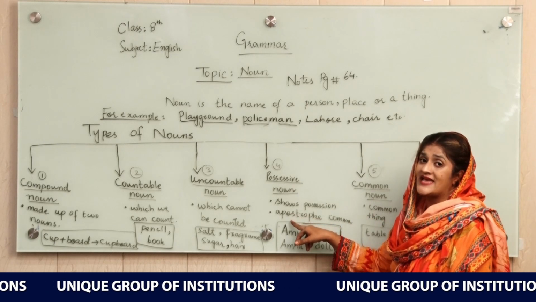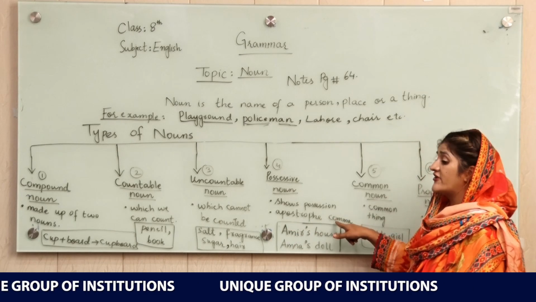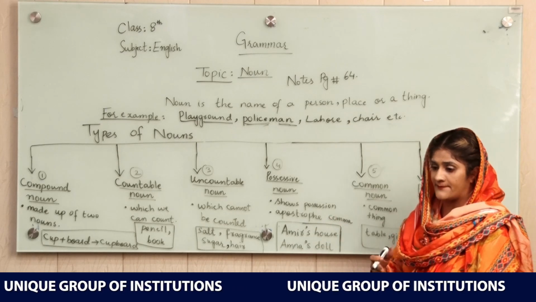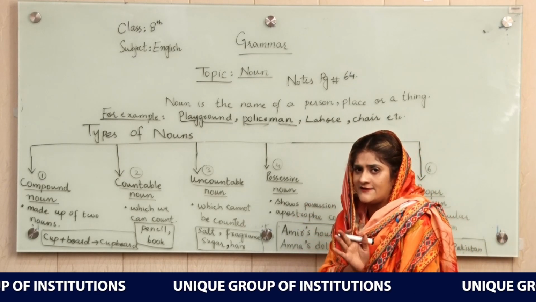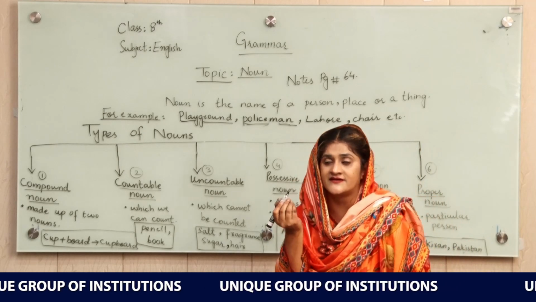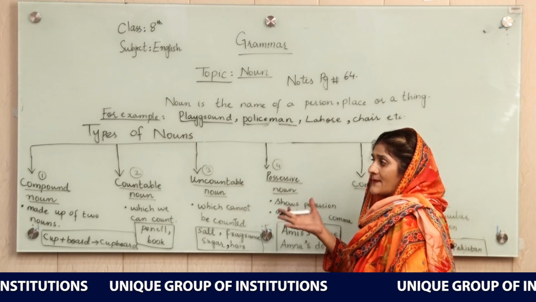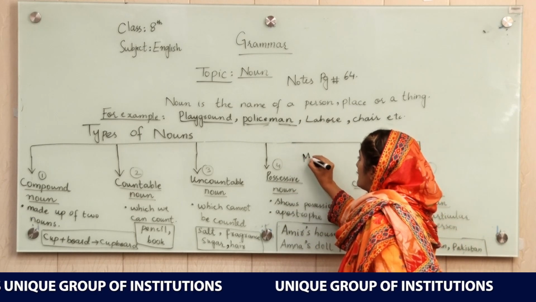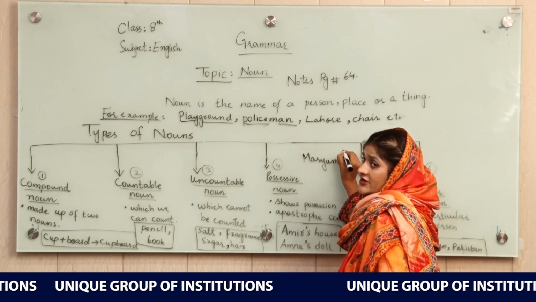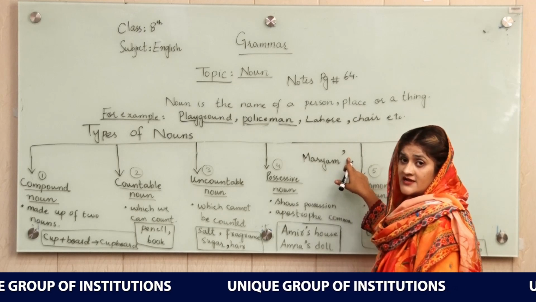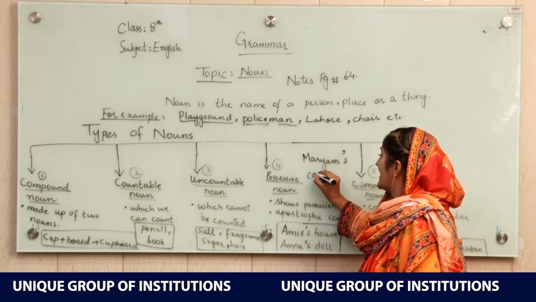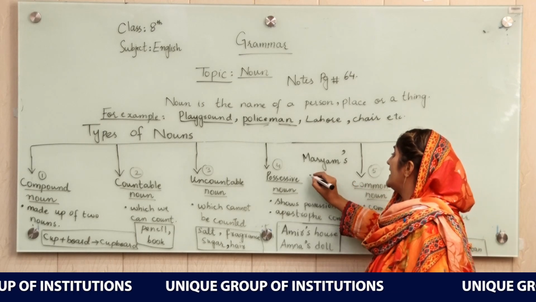It should always be written with an apostrophe. I will tell you how we can write. For example, this marker is mine, and my name is Mariam, so I will say Mariam's marker. So how will I show my possession? I will write down my name, and after my name I will put an apostrophe slightly above, and then I will write what it is. This is my marker.